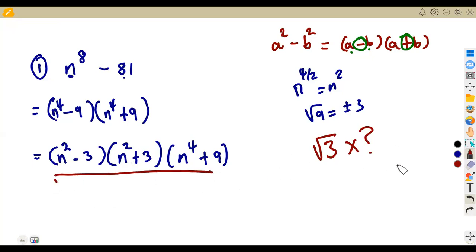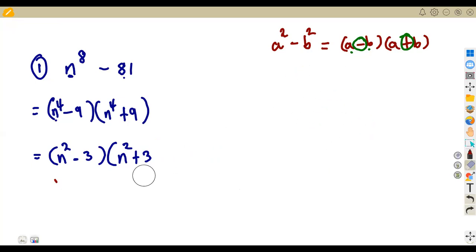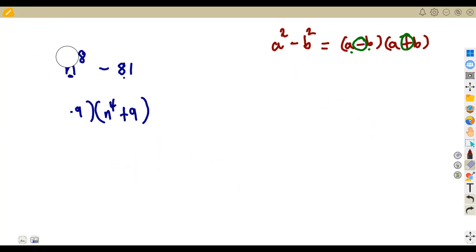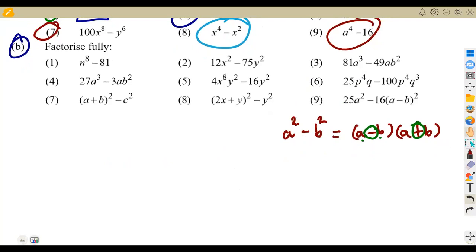But if it was a perfect square, you are supposed to factorize again. You apply your difference of two squares again, because the scenario there is that if you have a difference of two squares, you are supposed to apply it so that you are factorizing your given expressions fully. Then, like I said, sometimes... all right, let us check number 2.